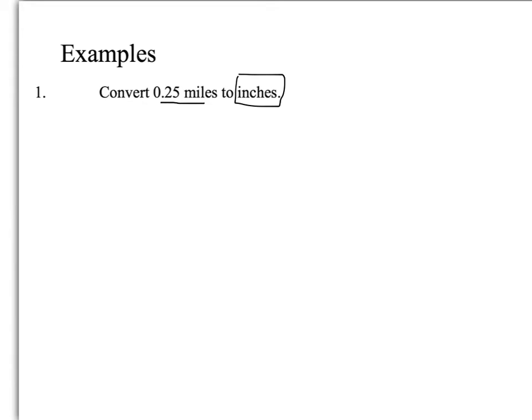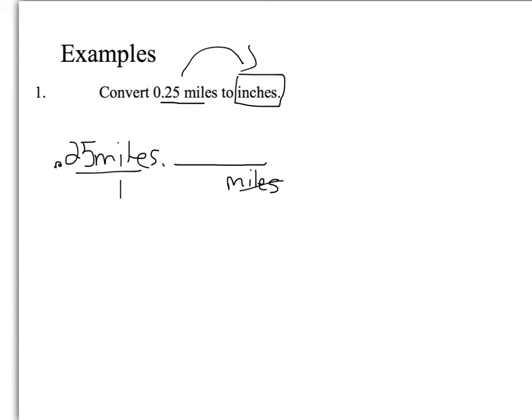So the first thing I always say is, what do you know? Start with what you know. We know there's 0.25 miles. Okay, and we're going from miles to inches. I don't know how many inches are in a mile, but I can convert miles to something else that I know. So miles is on top, and we're going to cancel units. So if miles is on top, basically this is over 1, then we have to put miles on bottom so that those units can cancel.